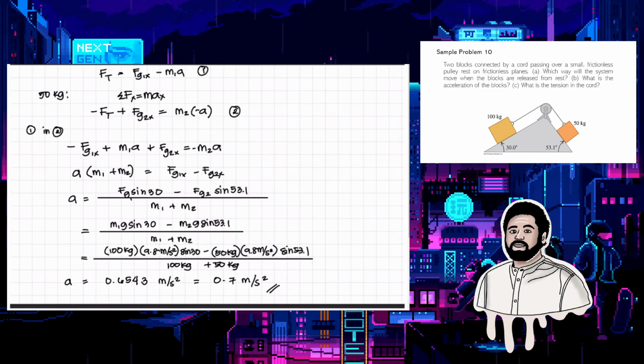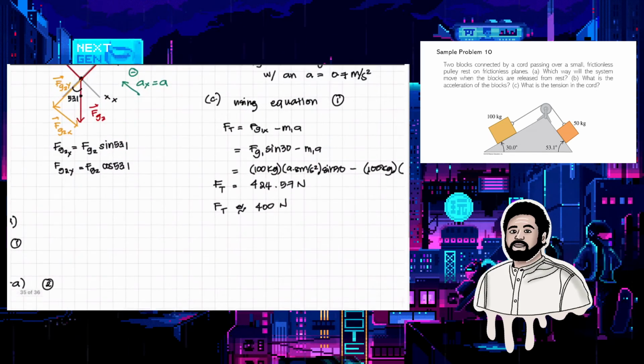But for the direction, block 100 kilograms is going down the ramp, or going to the left side of our x and y axis. But the 50 kilograms is going up the ramp. Okay? So that's for letters A and B.